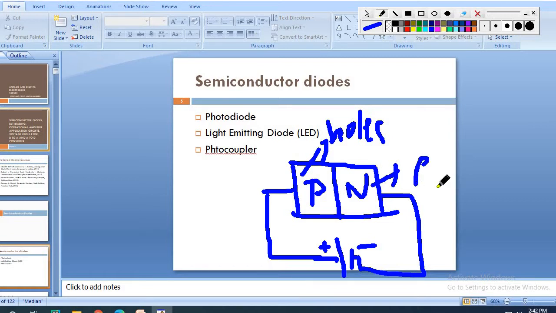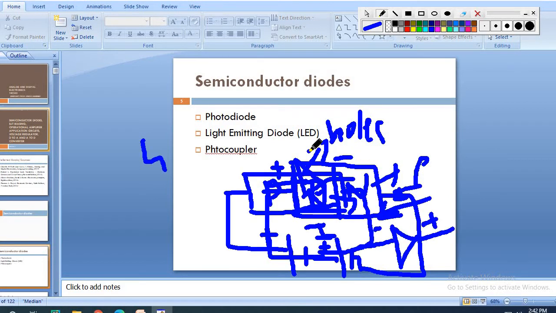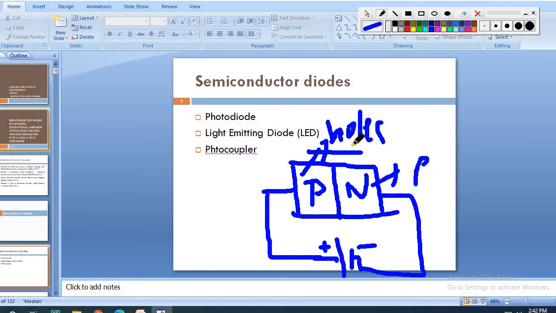When the diode acts in forward bias, the holes present in the P type will recombine in the N type, which means these holes will move towards the N type, and the electrons will move towards the P type. This is where the recombination takes place. Then only will the current flow in this direction. So this is the PN junction diode in forward bias condition.